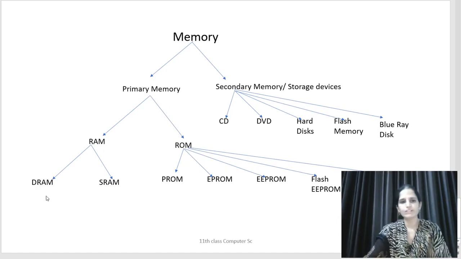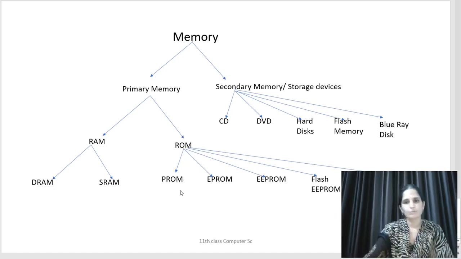RAM is further divided into two types: one is DRAM, dynamic RAM, and the second is SRAM, static RAM. Similarly, ROM is also divided into several parts. One is PROM, programmable read-only memory. Second is EPROM, erasable programmable read-only memory. And third is EEPROM, flash EPROM, and mask ROM.